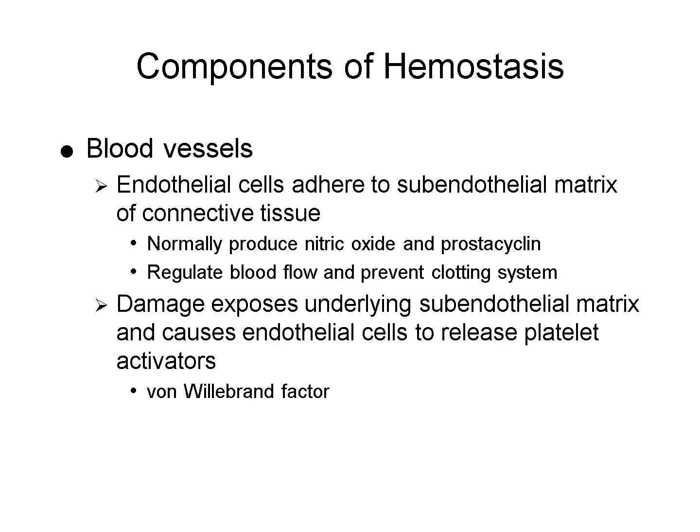The first component of hemostasis involves the blood vessels themselves. Endothelial cells lining healthy blood vessels help maintain fluidity by producing nitric oxide and prostacyclin. When damaged, these cells expose the subendothelial matrix and release activators like von Willebrand factor, which initiate clotting. This local response helps control bleeding while preserving circulation in surrounding tissues.